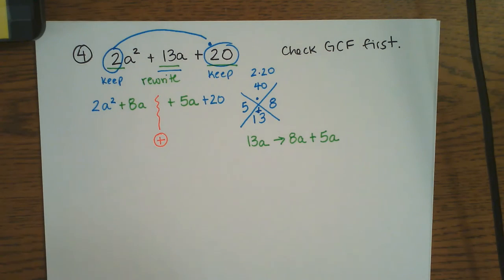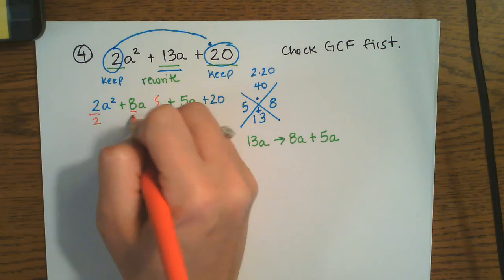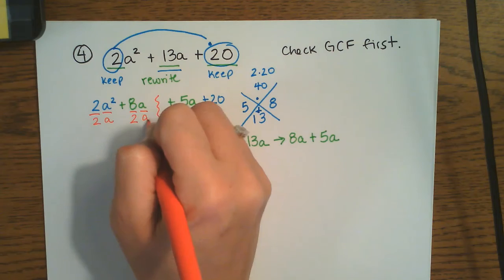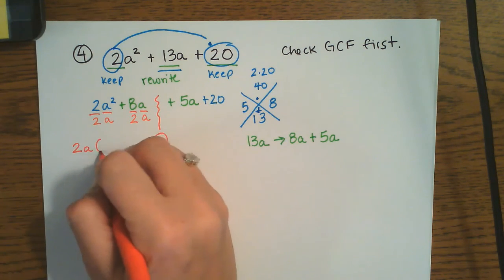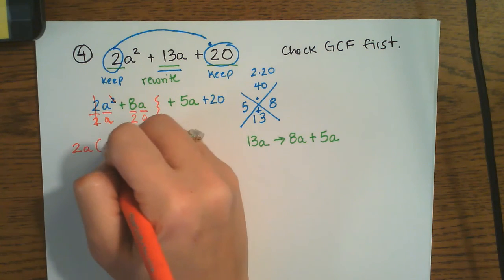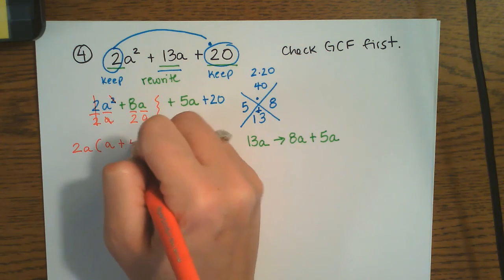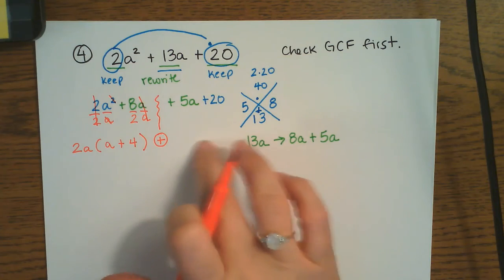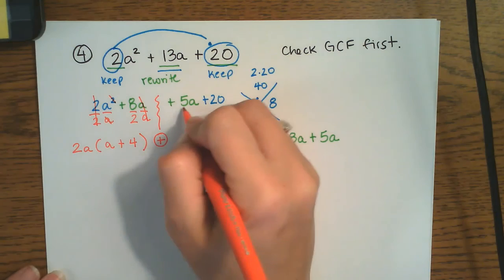So I divide 2 and 8, they are divisible by 2. I can also divide out an a here. There will always be a variable in common on this left side. I have 1a plus 8 divided by 2 is 4. So I should see a matching a plus 4 on this side after I've divided out the common factor.